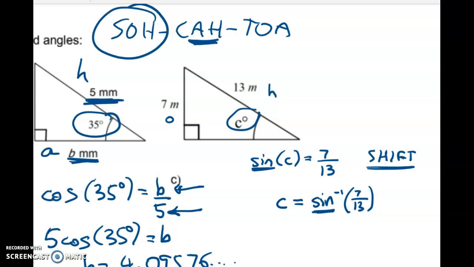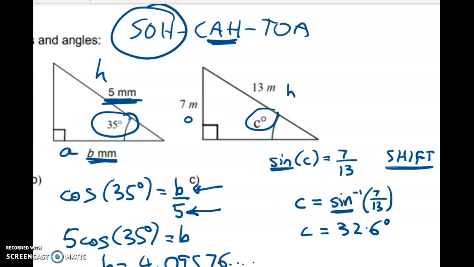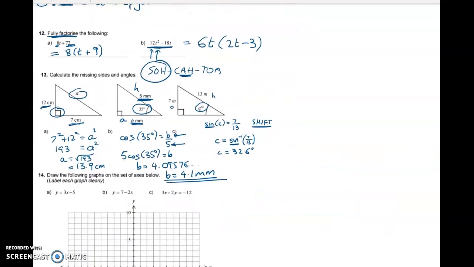But you should, if you don't know how to do that, ask the person sitting next to you where it is. Most of you know that already. Okay, and that gives me an answer of C is equal to 32.6 degrees, rounding to 1 decimal place. Just got time for the last few here, so we'll get down to questions.